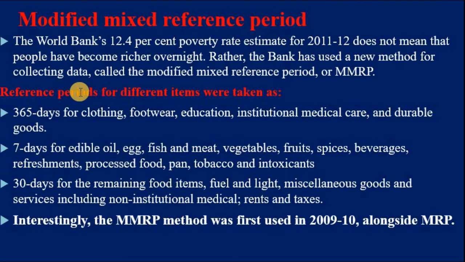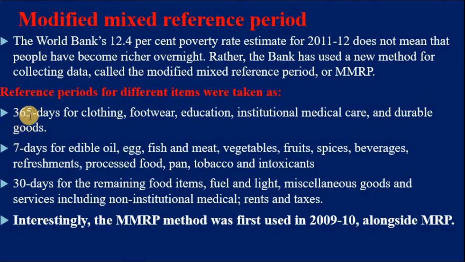The World Bank used this method for measuring poverty, that is the modified mixed reference period. In India, the Rangarajan committee started using this and suggested this measure to collect the data.